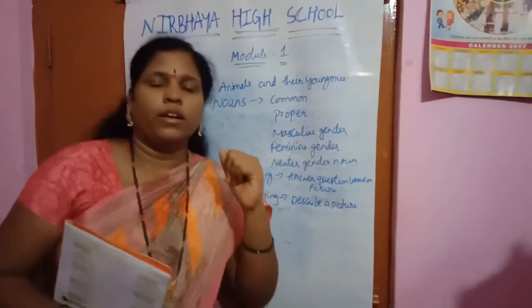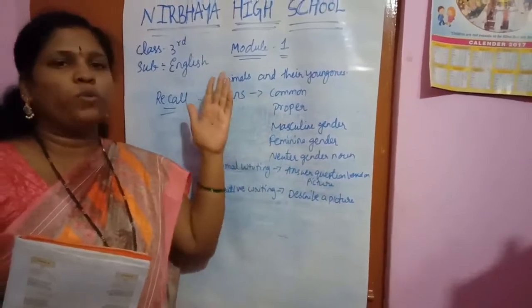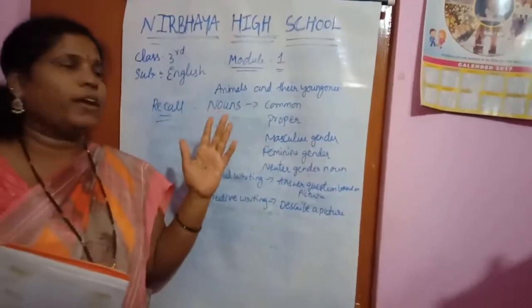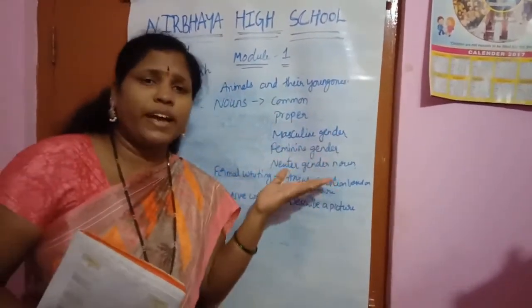Hi children, till yesterday what have we learned? We have completed our module 1 in the workbook part. What we have completed, we will recall once, okay? First one, animals and their young ones.